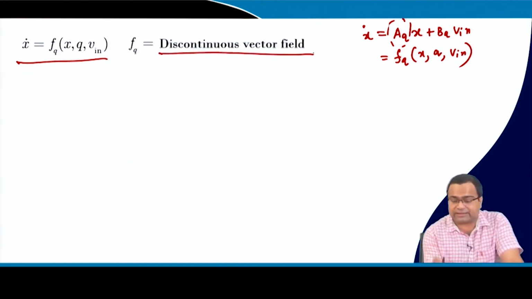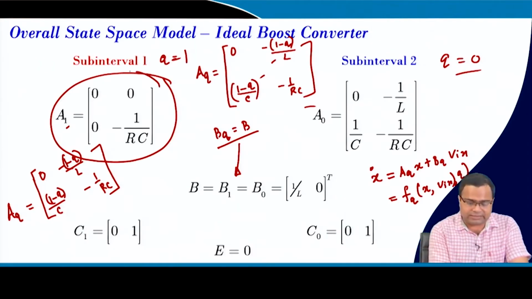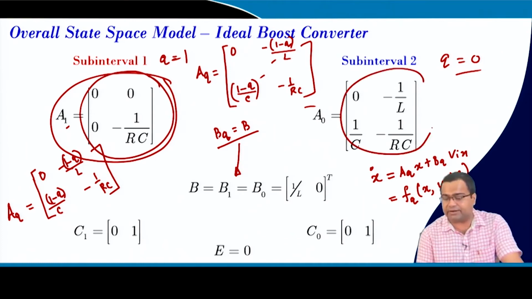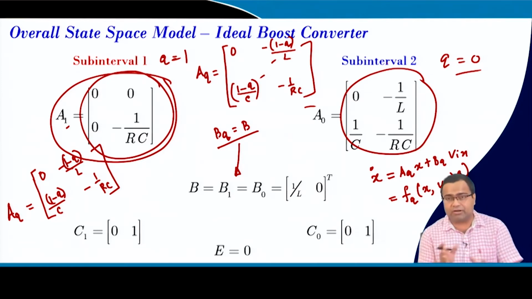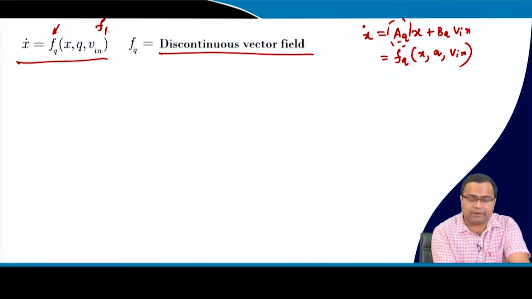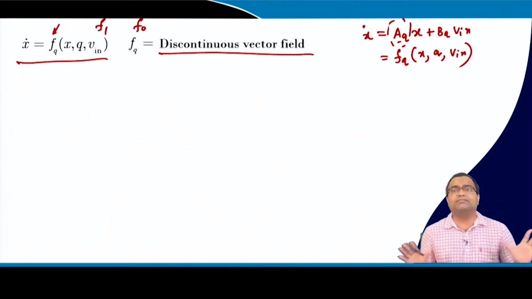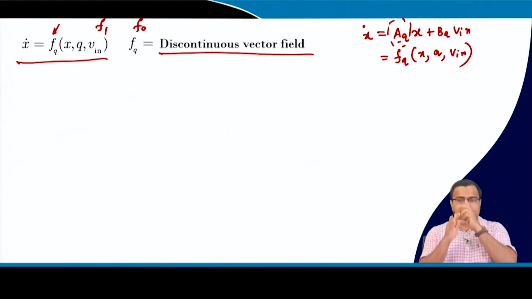But this is a discontinuous vector field because the AQ matrix is discontinuous. They are totally different structurally. When Q equal to 1 and Q equal to 0, if you go back, you see this matrix and this matrix are fundamentally different. If you take the rank of the matrix or the position of the elements, you cannot relate them. So F1 and F0 are fundamentally different, and that is why this is a discontinuous vector field at the point of discontinuity when Q changes from 1 to 0 or 0 to 1.